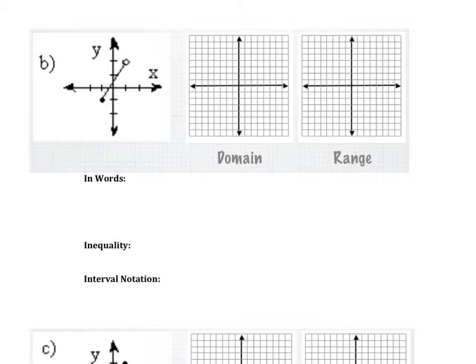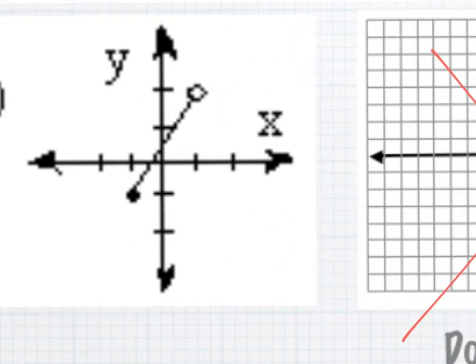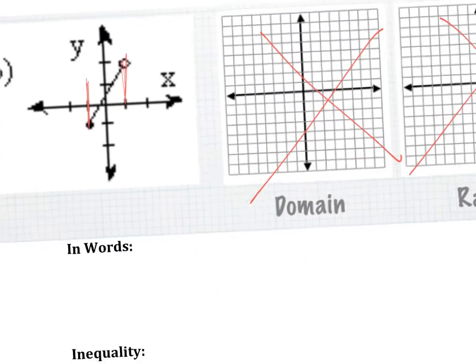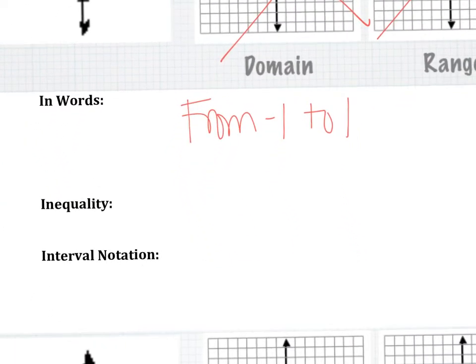Okay, we're going to skip to part B, and again, I'm going to ignore the graphs there, and we're going to start with the domain. And I'm going to zoom in a little bit, and we want to go from left to right. So as I'm going here on the x-axis, my very first x value is going to be a -1. My last x value is a +1. So for the words, we're going to say from -1 to 1. Now, I know -1 and 1 are my numbers, so I'm going to automatically just plug them in here. And then we're going to fill out the rest.